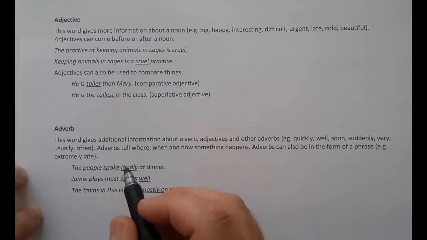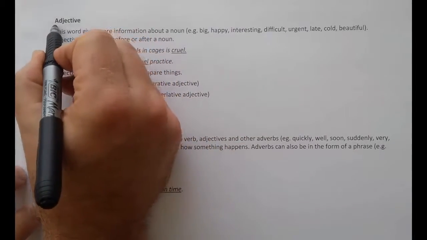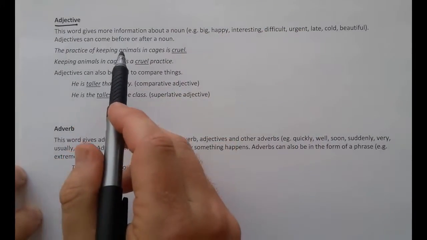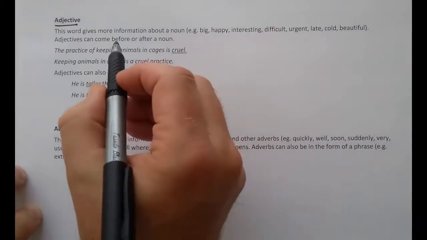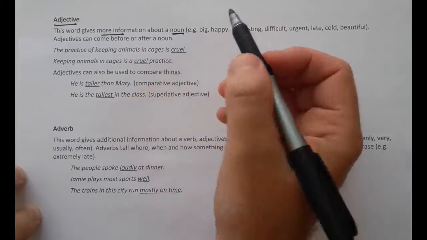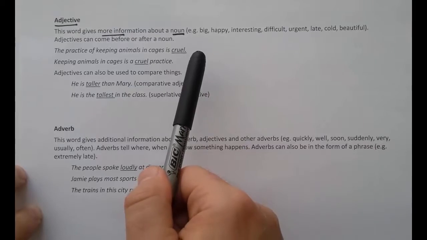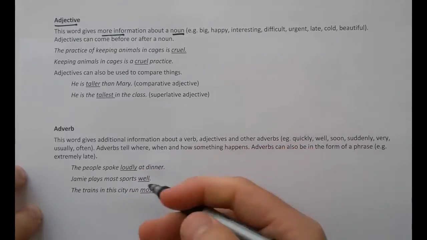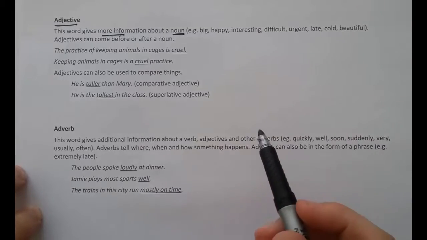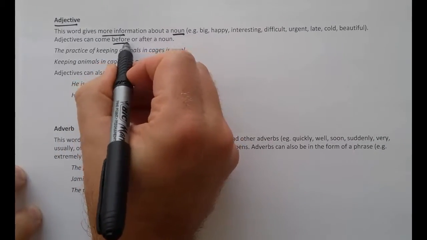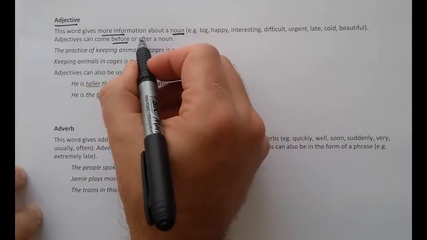Let's continue our look at parts of speech by talking about adjectives. Adjectives are words that give more information about a noun. So they give that extra information about the noun. Examples include big, happy, interesting, difficult, urgent, late, cold, beautiful. All of these describe a noun. And the interesting thing is that adjectives can come before a noun or after a noun.